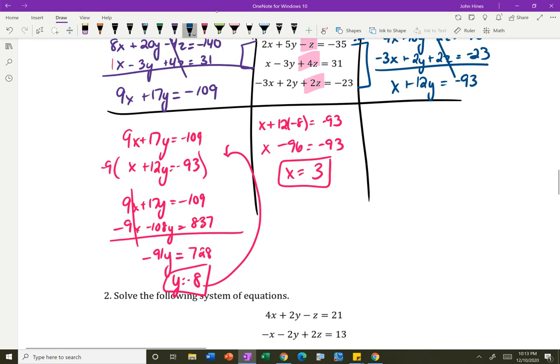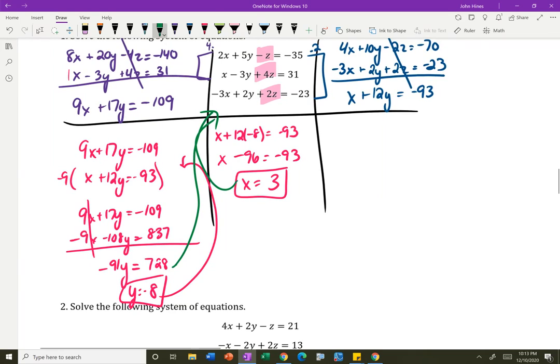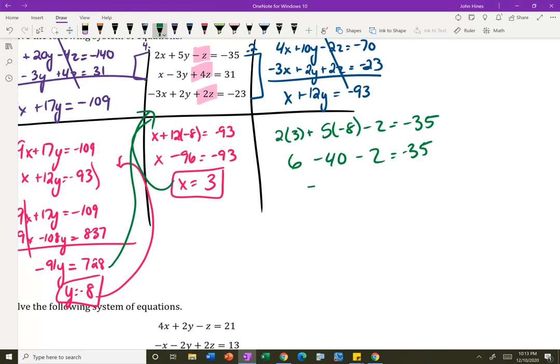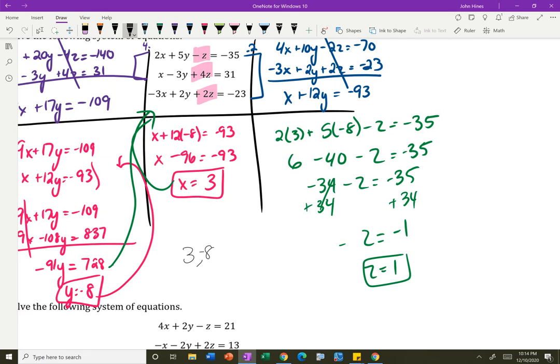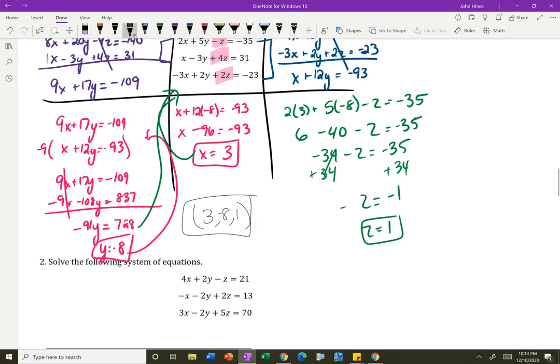And then finally we take both of those values and go back to the original. We go back up here and use the top one. 2x plus 5y minus z equals negative 35. 6 minus 40 minus z equals negative 35. Negative 34 minus z equals negative 35. Some of you already know what it is, but I'm just going through the steps here, and I get z equals 1. So my solutions are 3, negative 8, and 1. That's the ordered triple.